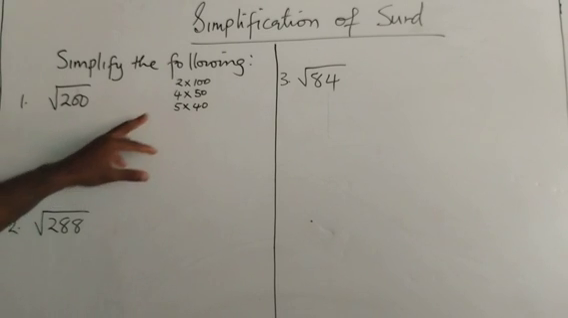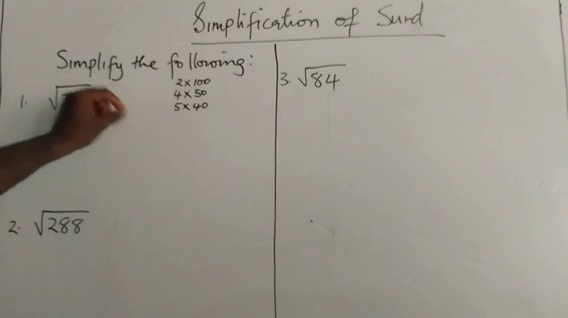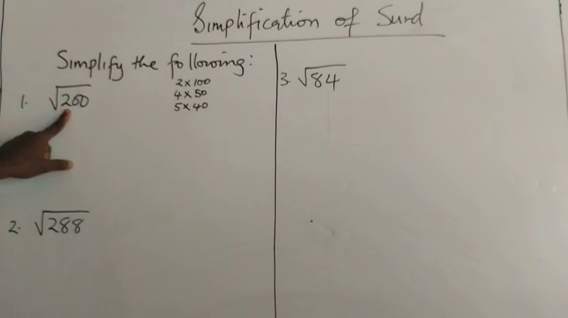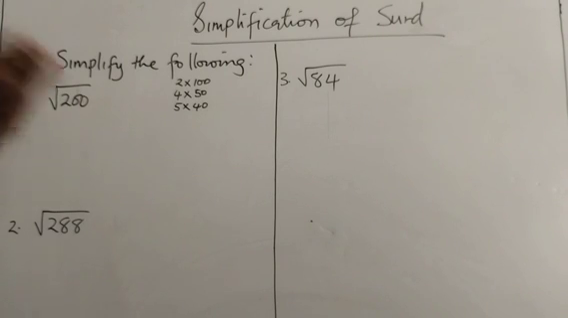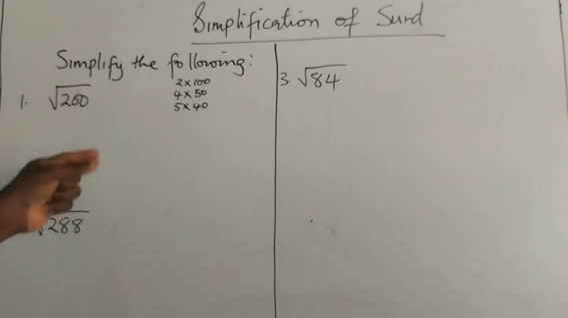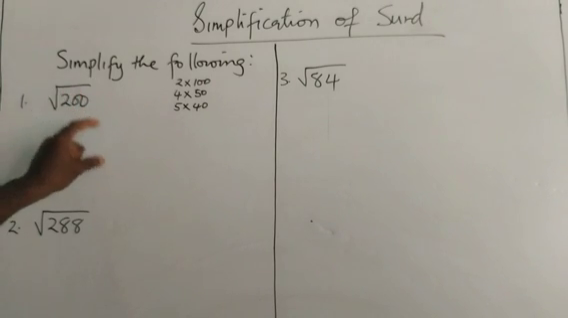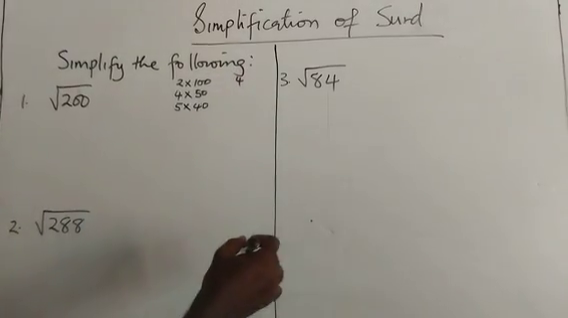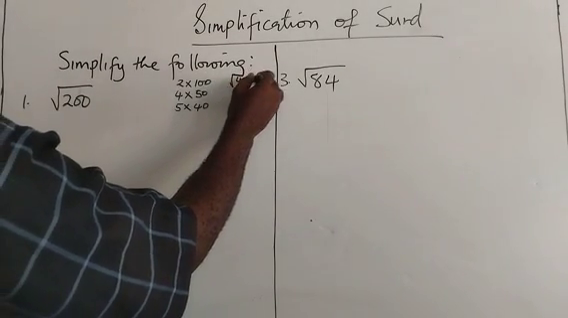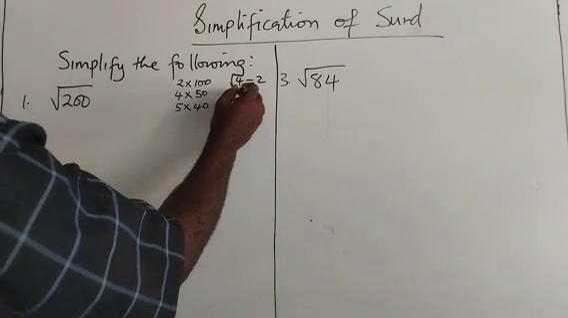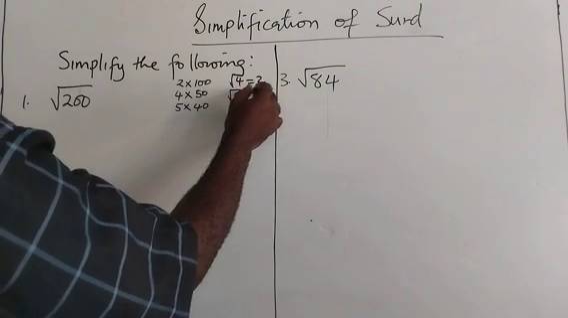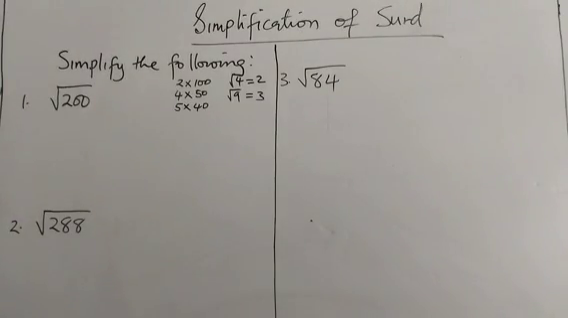To choose the right combination, which you will use to simplify root 200, you have to choose a combination that has a perfect square. What is a perfect square? A perfect square is any number whose square root gives an integer. For example, 4 is a perfect square because square root of 4 gives 2. 9 is also a perfect square because square root of 9 gives 3. And so on and so forth.